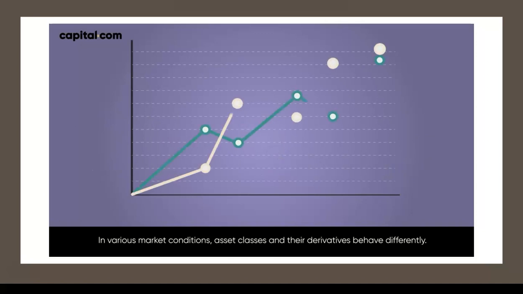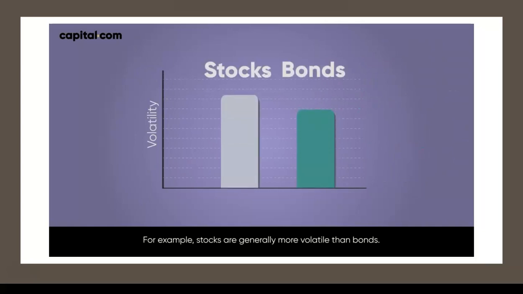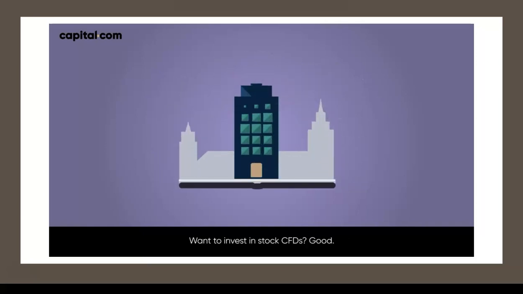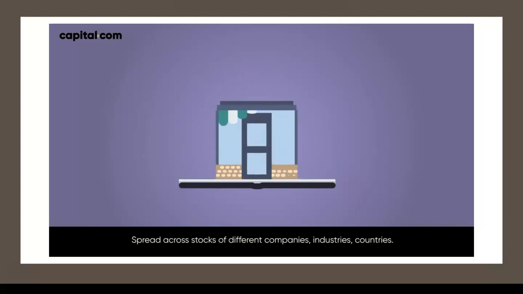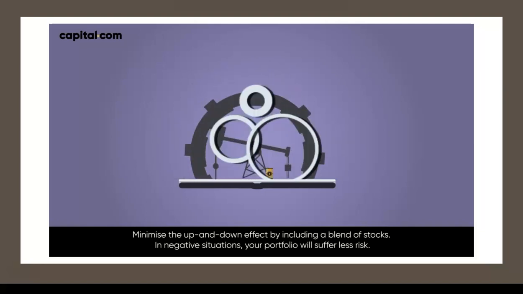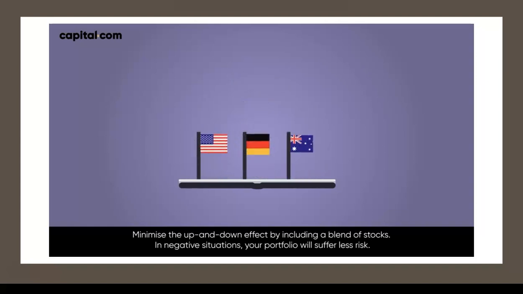In various market conditions, asset classes and their derivatives behave differently. For example, stocks are generally more volatile than bonds. A downswing in stocks can be offset by returns in the bond market. Want to invest in stock CFDs? Good. Spread across stocks of different companies, industries, countries. Minimize the up and down effect by including a blend of stocks. In negative situations, your portfolio will suffer less risk.